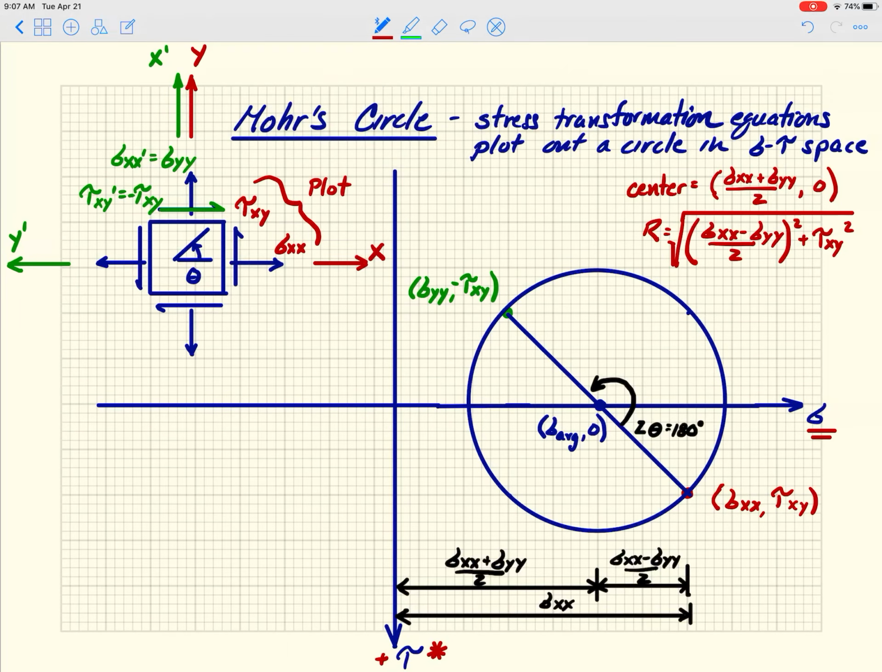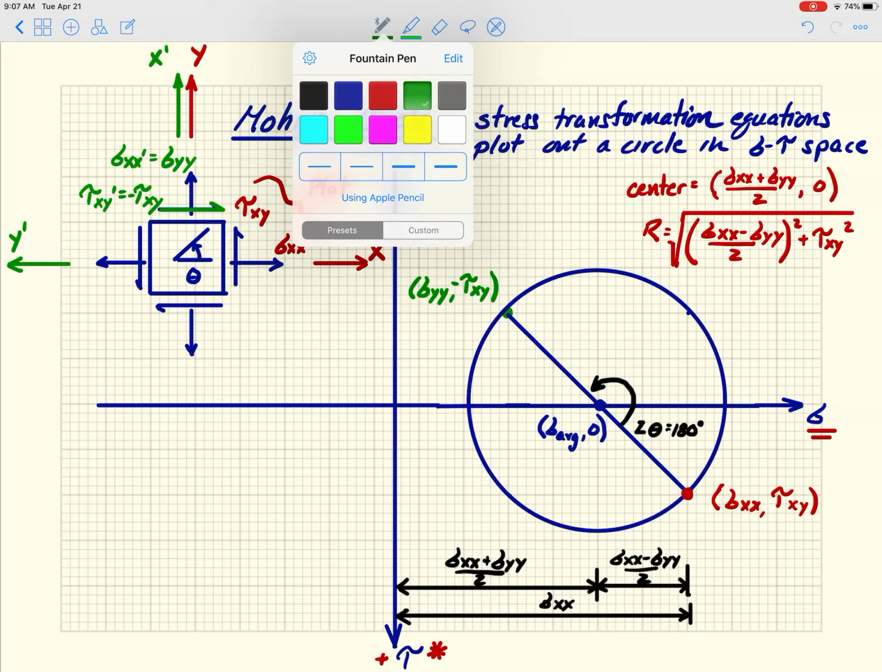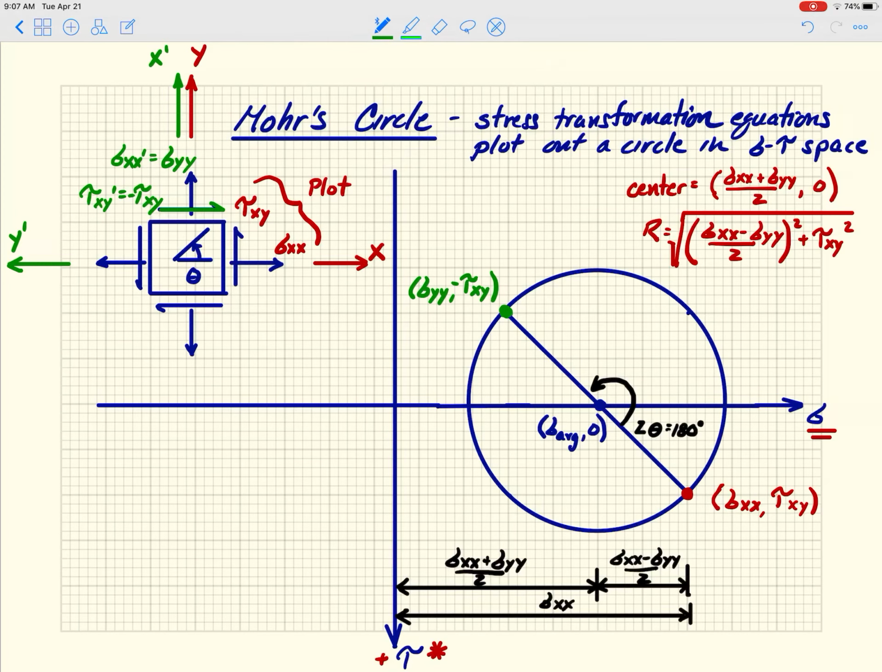And what you can see is where we're starting. That red dot is associated with the X face, and this green dot here is associated with the Y face. Technically, it's associated with the X prime face, because if it was associated with the Y face, this wouldn't be a minus tau xy, it would just be a positive tau xy. But then you notice we actually don't get a circle.